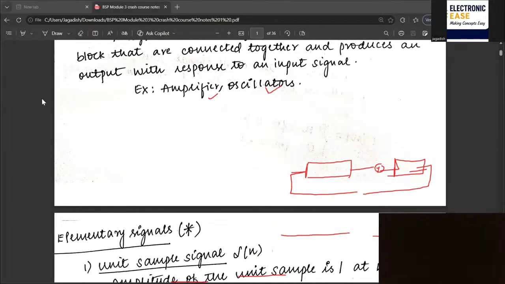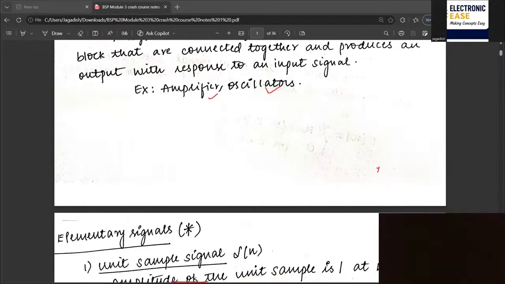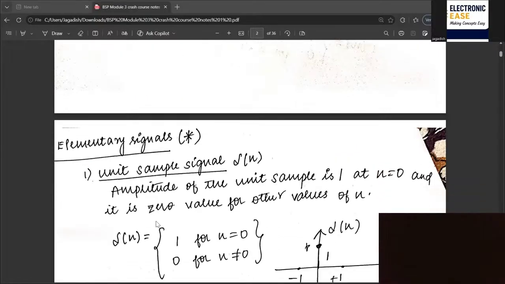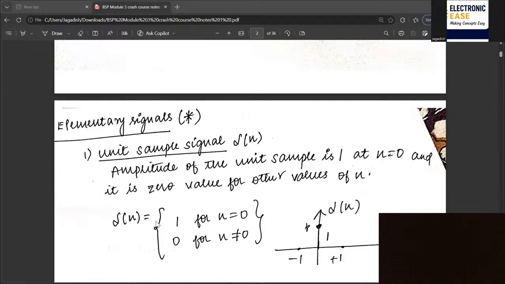Put as 8 marks or 4 marks, 6 marks, anything they ask in the examination. Very, very important. What are these elementary signals? They are the basic signals; from these only we will be able to derive the other signals. The first one is the unit sample signal. Everyone should write like this in the examination, neatly, to get the complete marks. At least this much you should write in the examination.